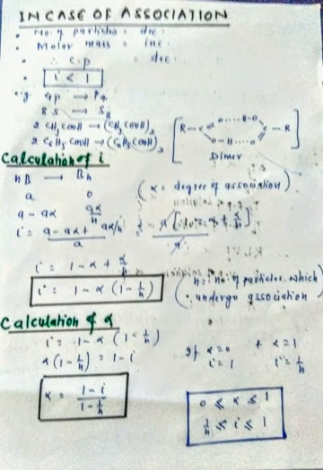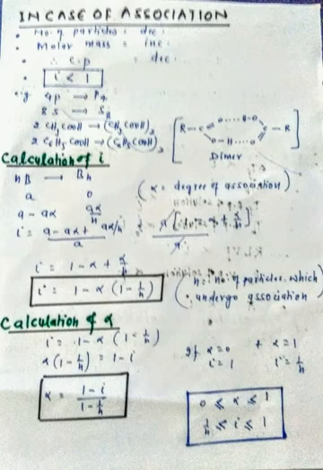See the case of association. In case of association, the number of solute particles decreases, molar mass increases, and therefore the value of colligative property decreases. And in case of association, the value of van't Hoff factor is always less than 1.